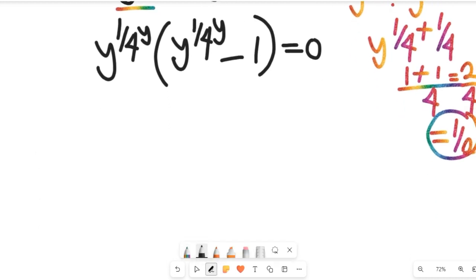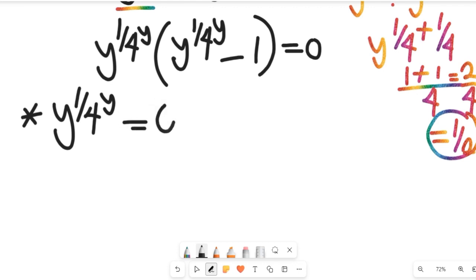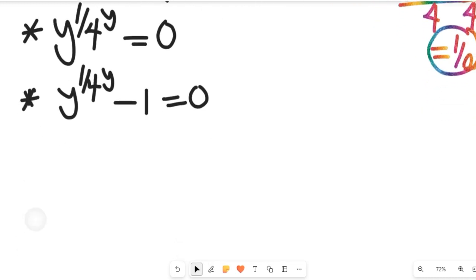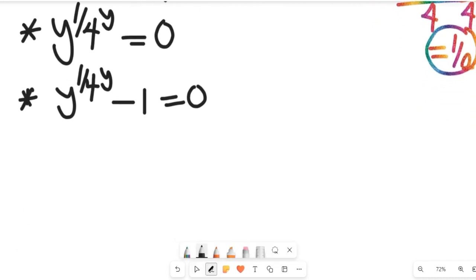So having done that, what do we do next? You come to see that this has brought us to what we call the zero product rule. And from the zero product rule, we're going to have y to the power of 1 divided by 4 multiplied by y equal to 0 in the first case. And in the second case, we are going to have y to the power of 1 divided by 4 multiplied by y minus 1 equal to 0. Now let's see how we'll simplify these two cases to find the value of y.